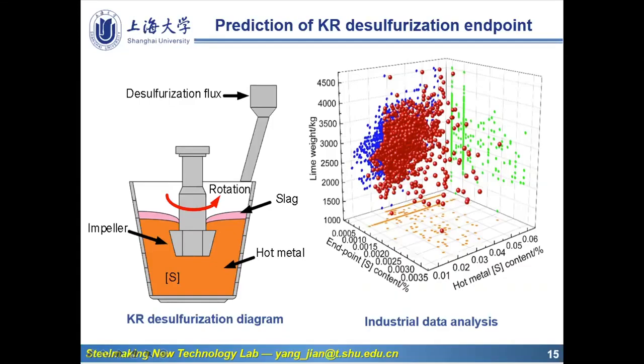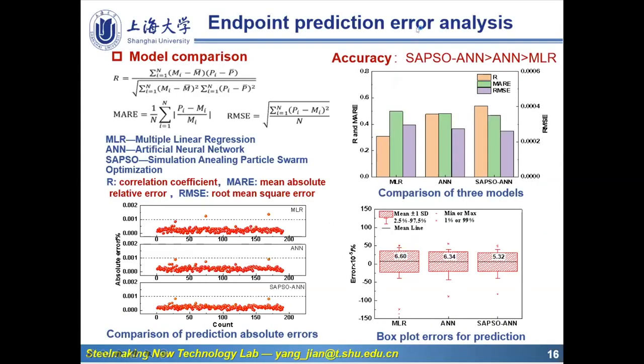And here is the endpoint prediction and error analysis. And we use the correlation coefficient, the mean absolute relative error, and the root mean square error to evaluate these 3 models, which one is better. And it shows that the third model has the highest correlation coefficient and the lowest mean absolute relative error and root mean square error. So this one is the best one. And from the error box, you can also see that the third one is the best one.